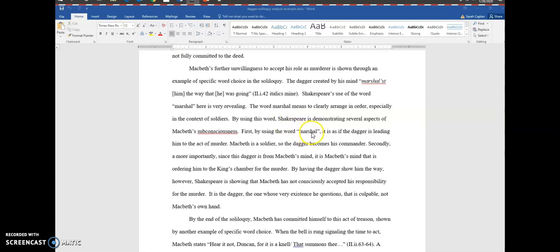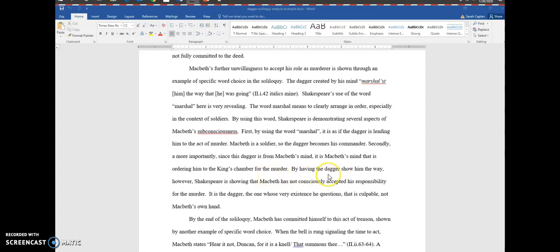He's using the word marshal as if the dagger is leading him to the act of murder. I think we talked about that in class, as if the dagger is in control of him. So I've developed that idea a little bit more with this sentence. And then I've gone another level deeper. We talked about how this dagger was a hallucination, a creation of Macbeth's mind. So it's as if his mind is ordering him to the king's chamber for the murder.